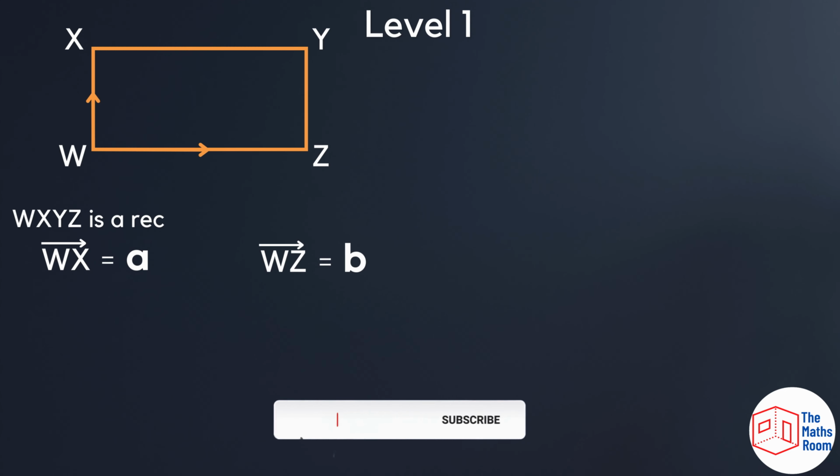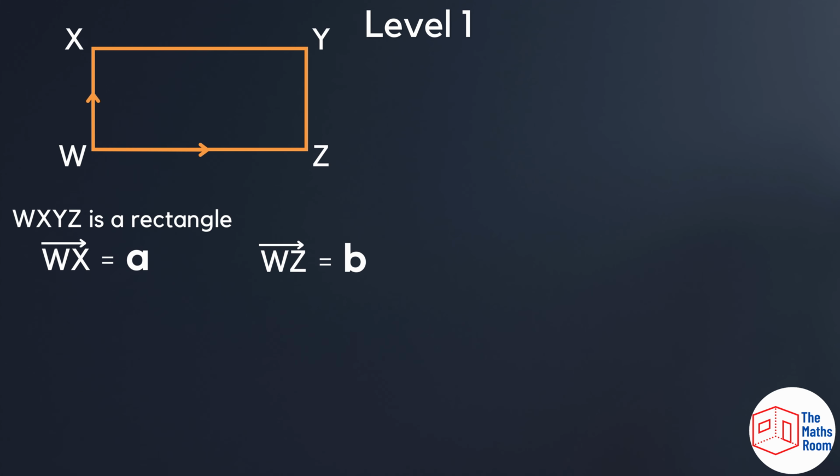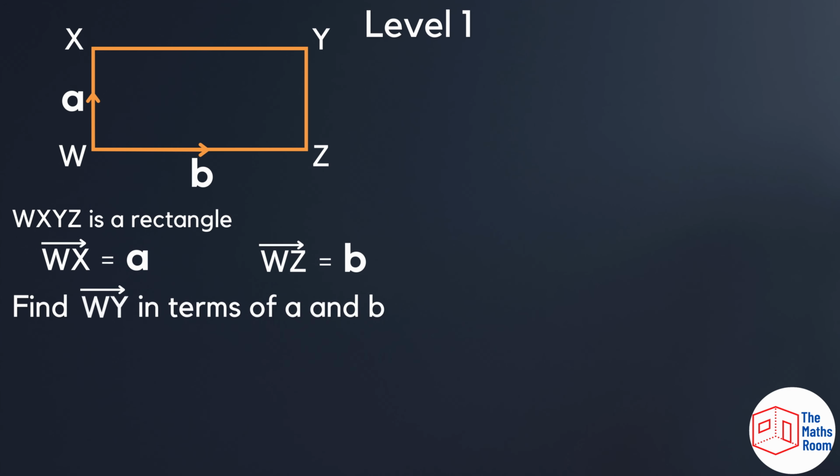For instance, WXYZ is a rectangle. So here we're going to have parallel equal vectors. WX is A, WZ is B. So fill those in, and then it's going to ask us to find WY in terms of A and B. So we need to get from W to Y. We don't know the route directly there. There's an accident, however you want to think about it. So we're going to go via the detour.